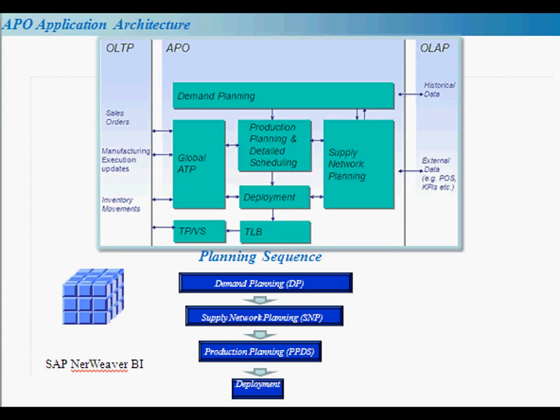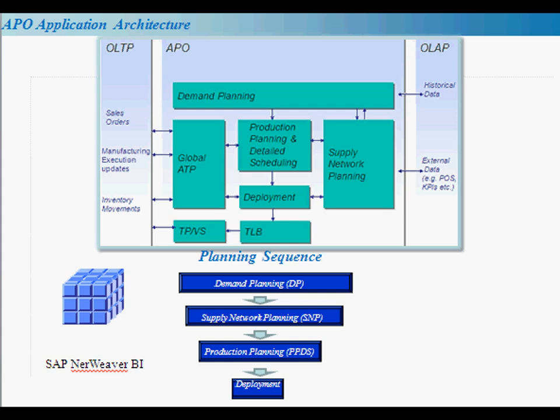Now coming to the SAP APO architecture, this is basically the APO architecture. On the left side of the screen there is an OLTP box, in the middle there is the APO box, and on the right side there is the OLAP box. OLTP is your online transaction processing system, and it is called that because all your master data and all your transactional data, like your sales order creation and purchase order execution, all happens in your OLTP system.